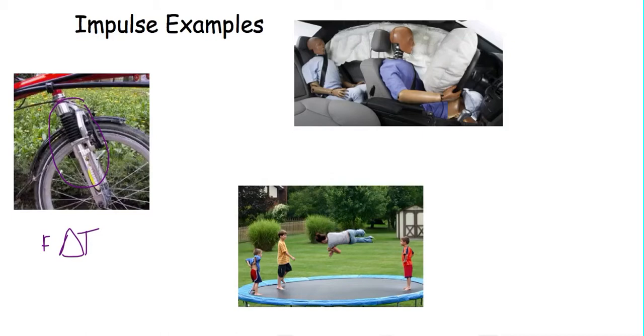The wheel will be in contact with the ground longer as you're going over a bump, which means you're going to feel less of a force pushing up through the bike. So the bike ride doesn't seem as bumpy.